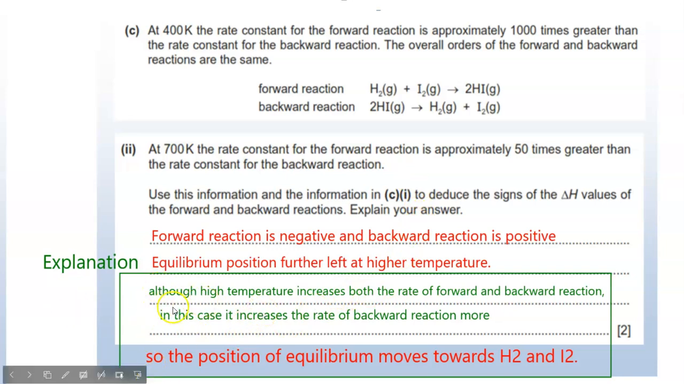Now what is the explanation? As we have already discussed, and I have written here, although high temperature increases both rates, you must understand that you need to mention both reactions. At high temperature, as the temperature increases, both the rate of forward and backward reaction increase, but in this case it increases the rate of the backward reaction more, as it is mentioned here according to the rate constant. So the position of equilibrium moves towards H2 and I2.